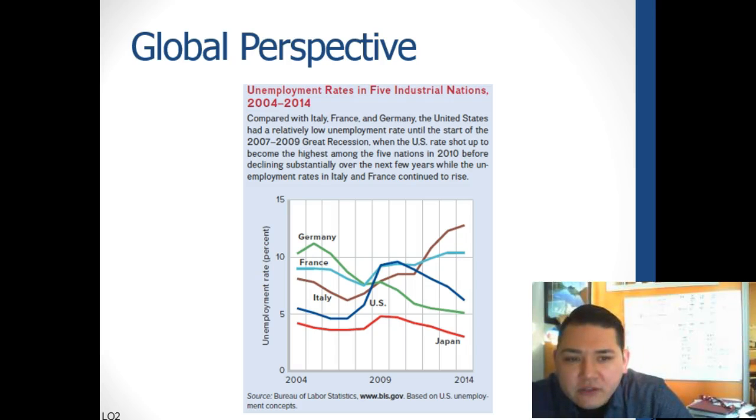Now, this global perspective shows the unemployment rates in 5 industrialized nations, 2004 to 2014. Compared with Italy, France, and Germany, the U.S. has had a relatively low unemployment rate in recent years.